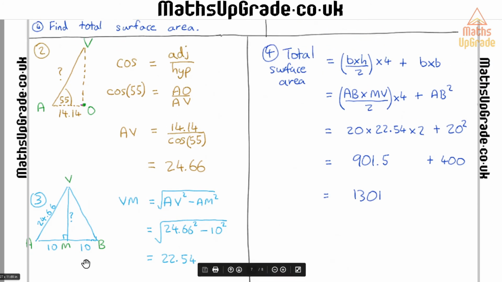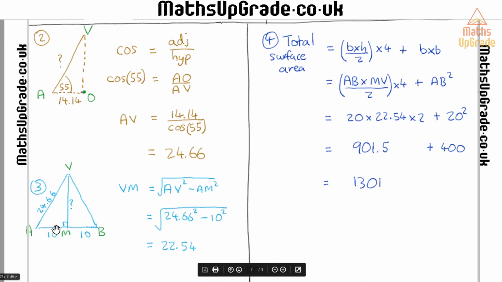Since I know that the length of AB is 20 and the midpoint here is just halfway between them, then I know that that distance there is 10. I've already worked out AV previously as 24.66. So to work out VM, I can just use Pythagoras for a second time in this question. This time I need to subtract since I'm working out a shorter side. And that would give me 22.54.